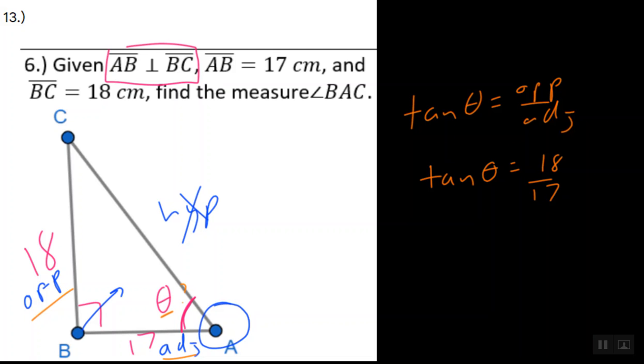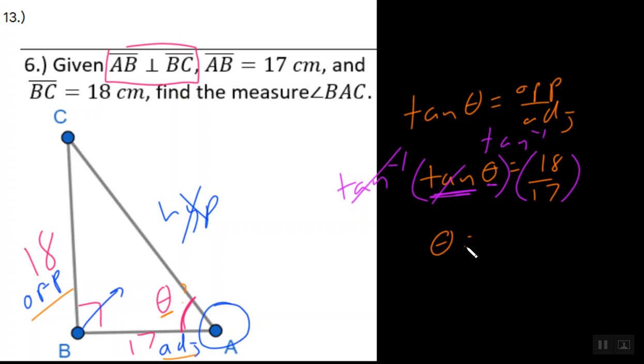And this is something that we're just going to learn right now. To get rid of this tangent so we can get the theta by itself, you take what's called the tangent inverse. It's where you write tan to the -1, and basically it cancels out the tangent. Now on the right side, we put the whole right side in parentheses, and we write the same thing, the tangent inverse. And what we'll notice is we have theta is equal to the tangent inverse of our original 18 over 17.